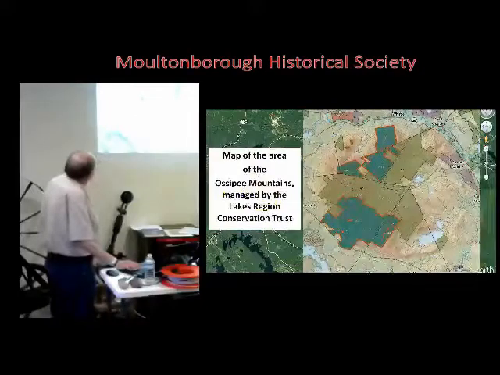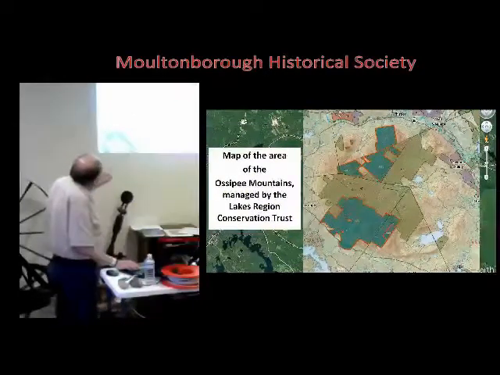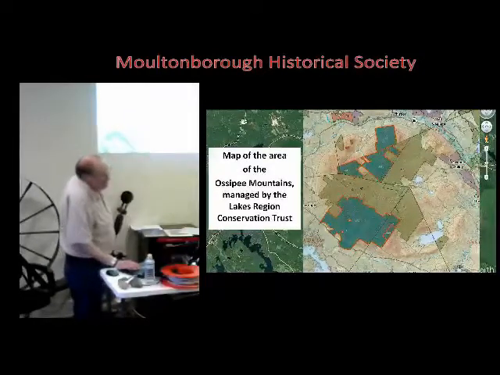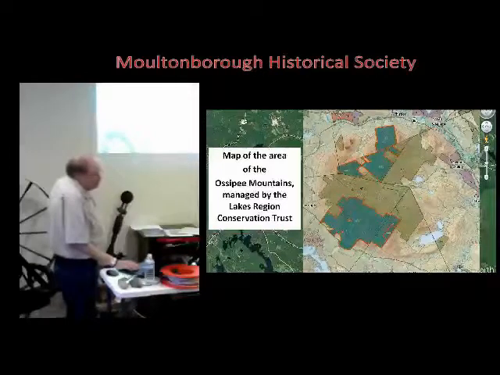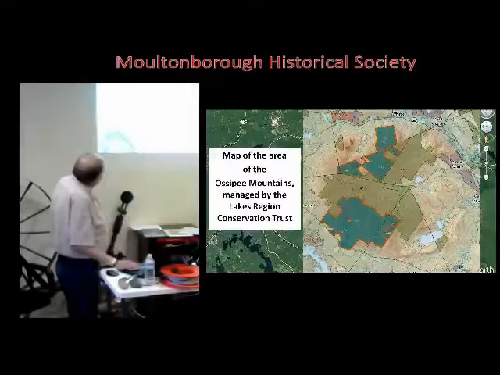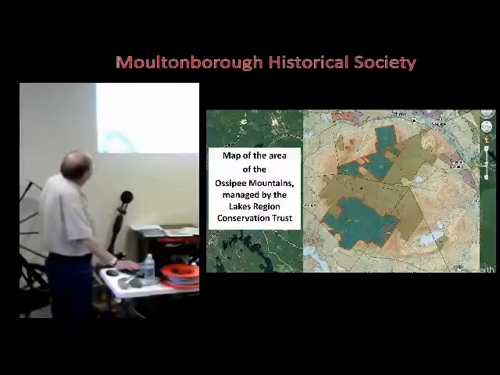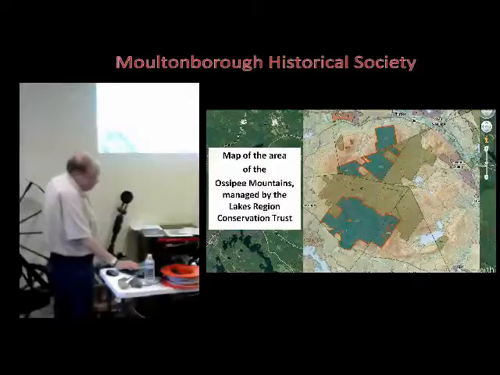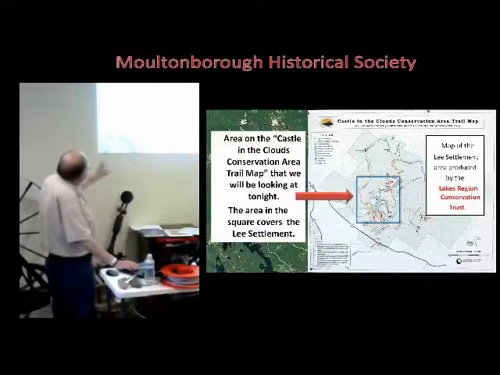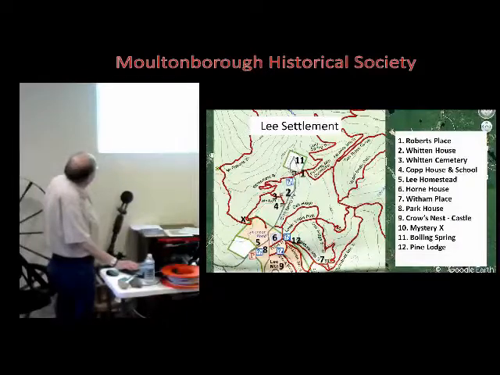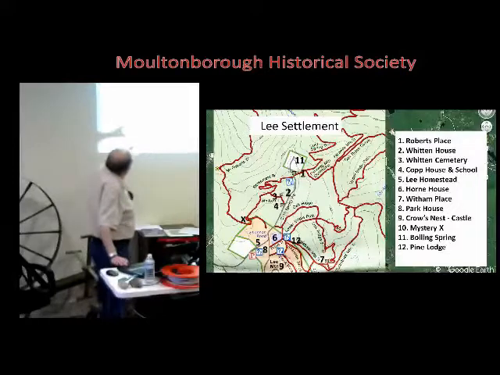A nice resource. The trust, here's a map of the Ossipees, and these are the areas that they watch over, take care of. Different colors mean different degrees of stewardship, but they own and use quite a bit of the Ossipee Mountain. We're going to be zooming in on the map to the Lee Settlement area, lower on the mountain. And we have 12 little locations we're going to check out. And we have them numbered here.